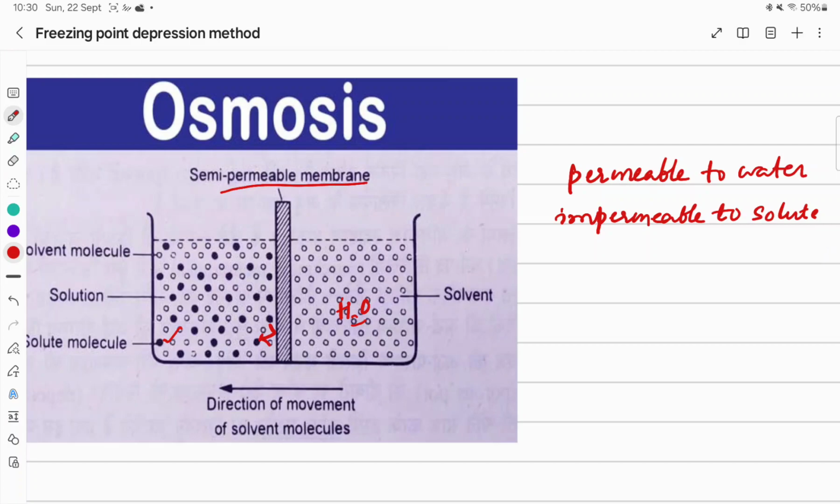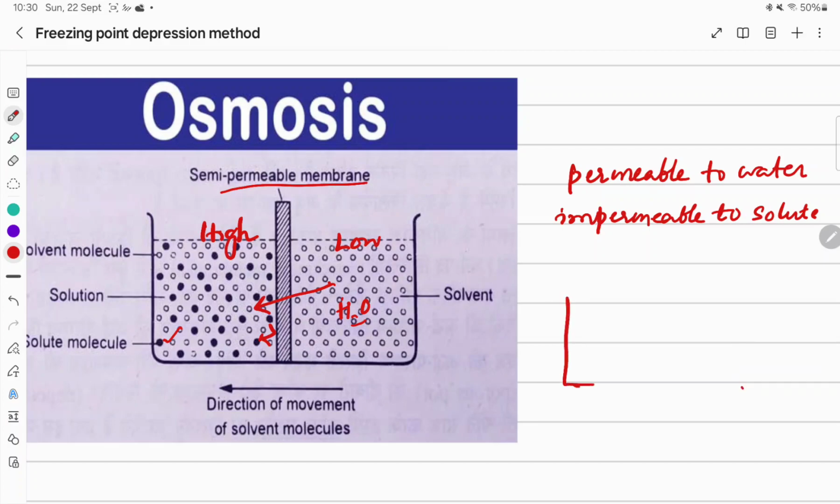So as per the law of equilibrium, both sides will try to have same concentration. And how they will have the same concentration? That is only possible if water will move from the lower concentration to the higher concentration. So the direction of solvent, because the solute cannot pass through, so only solvent can pass through, so all solvent will move from low concentration to high concentration.